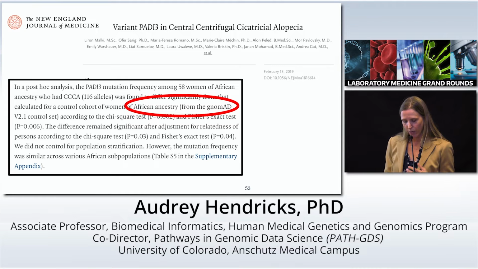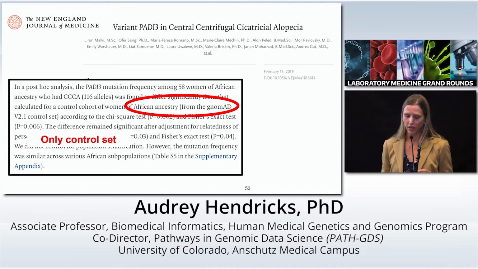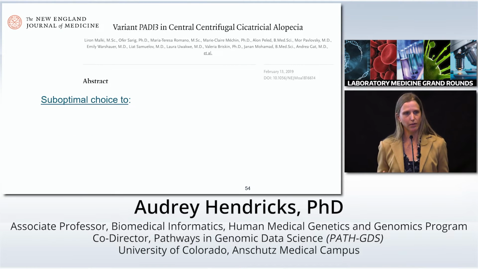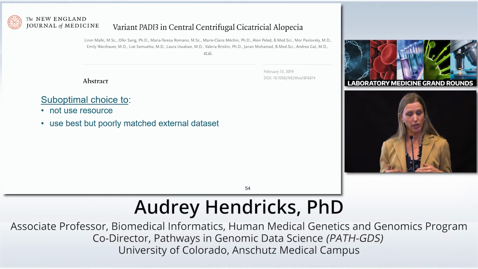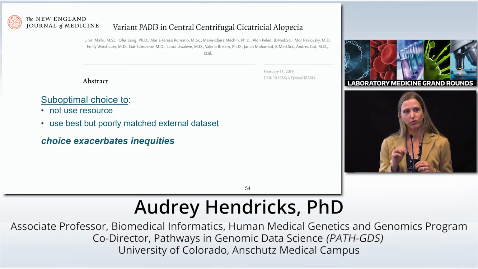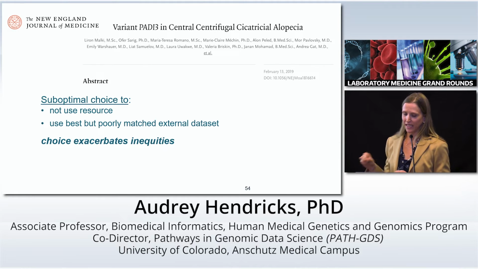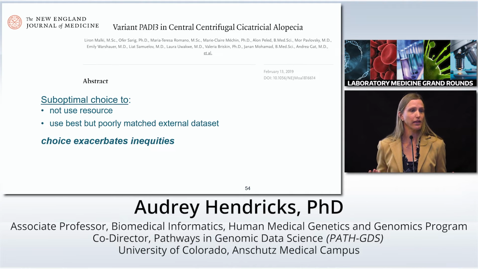If we look in the paper, they use the African group from Nomad as the only control set for their data. Now, I argue this is a suboptimal choice. They either had the choice to not use the resource or to use the best but poorly matched external data set. And the sheer fact that they had to make this choice exacerbates inequities. If this had been a European sample, they simply wouldn't have had to make that choice. They would have had a well-matched group.